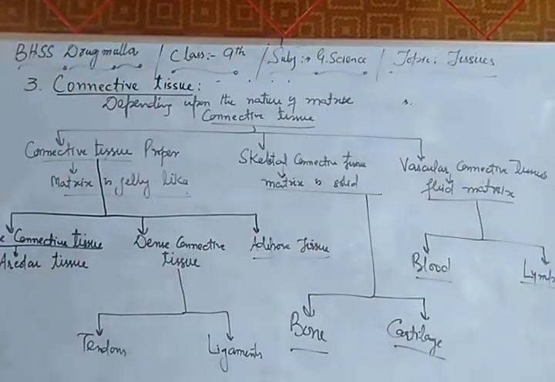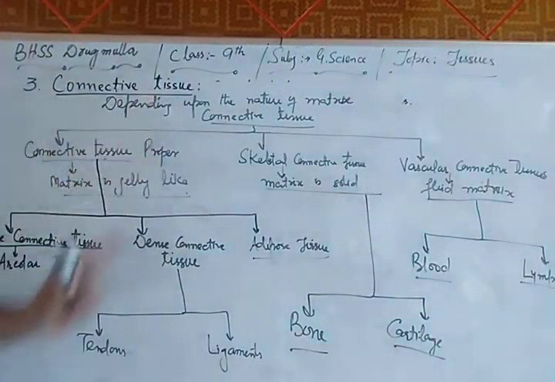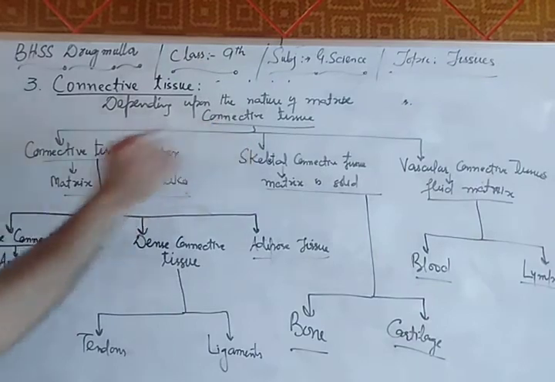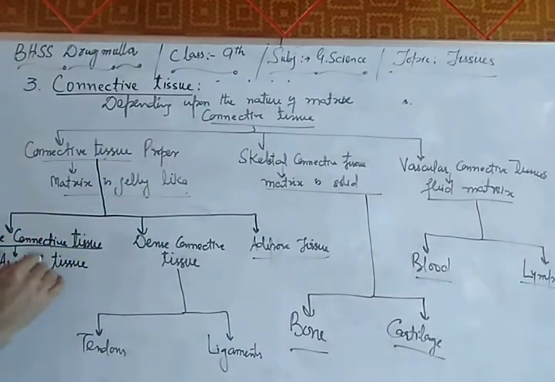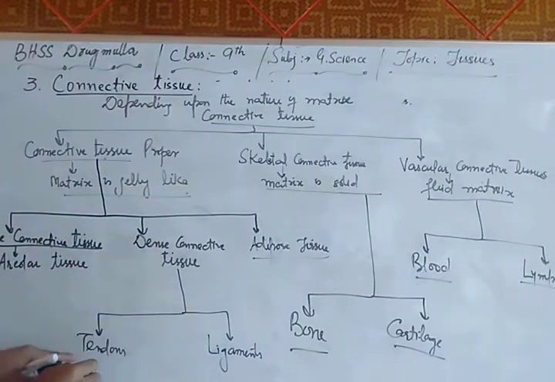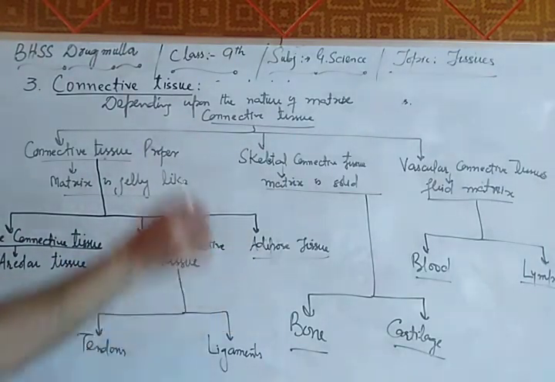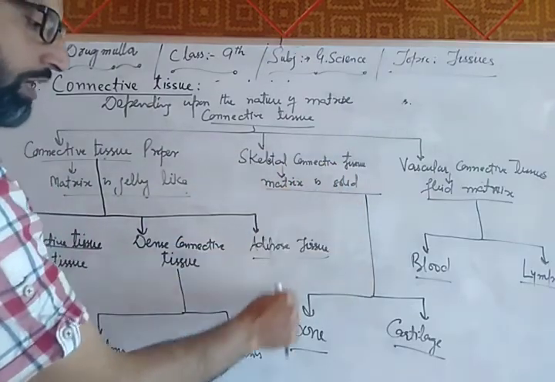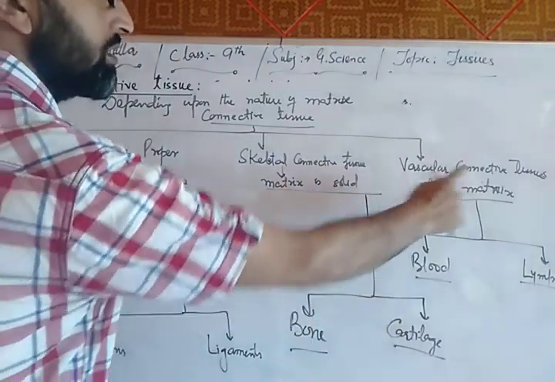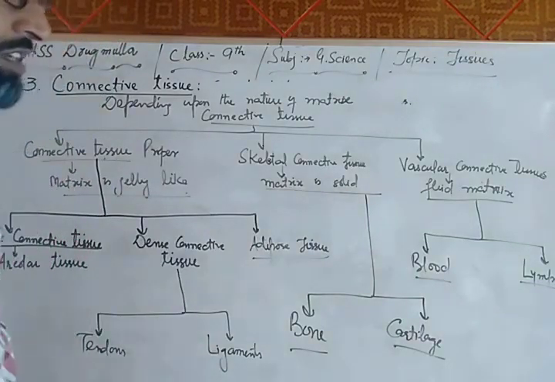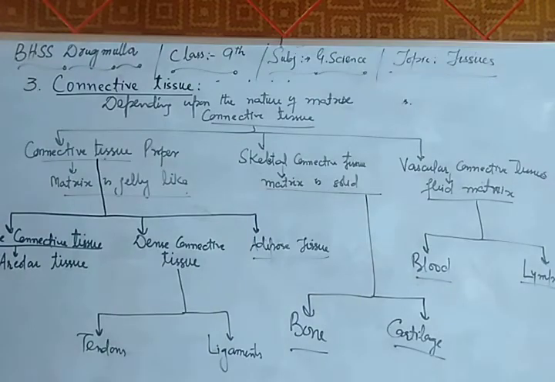So these are the different types of the connective tissue. That is the connective tissue proper, three types. Loose connective tissue was areolar tissue. Dense connective tissue, that is of two types: tendons and ligaments. Adipose tissue. Then comes the next subtype, skeletal connective tissue, where the matrix is solid. It is of two types, the bones and the cartilage, and the vascular connective tissue, where the matrix is in fluid nature. It is of two types, the blood and the lymph.